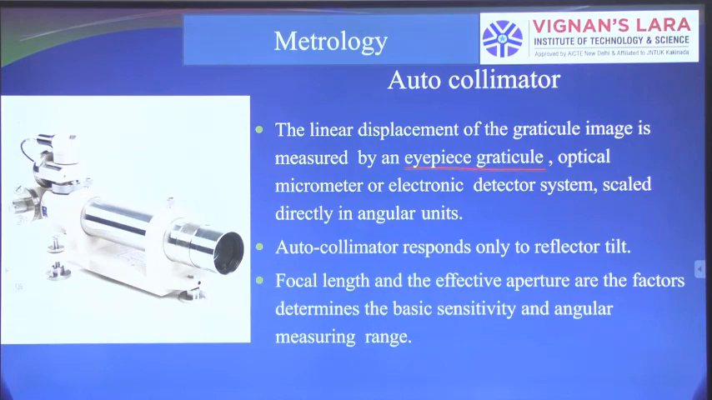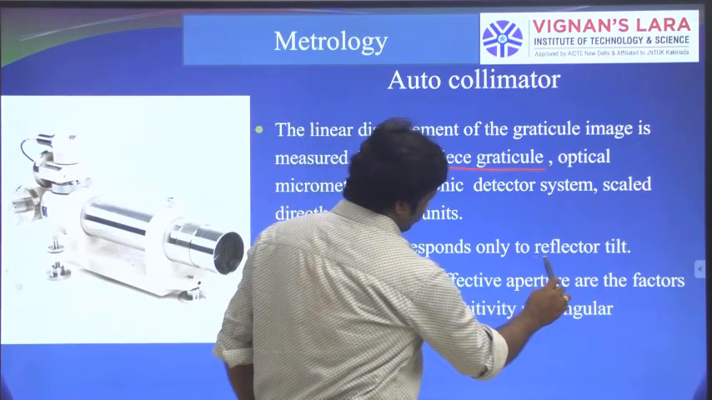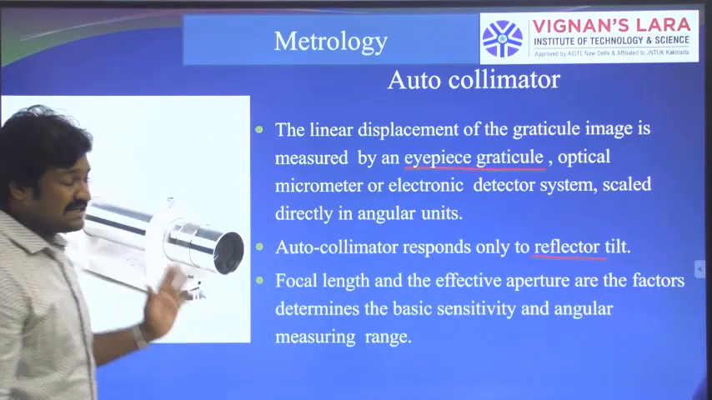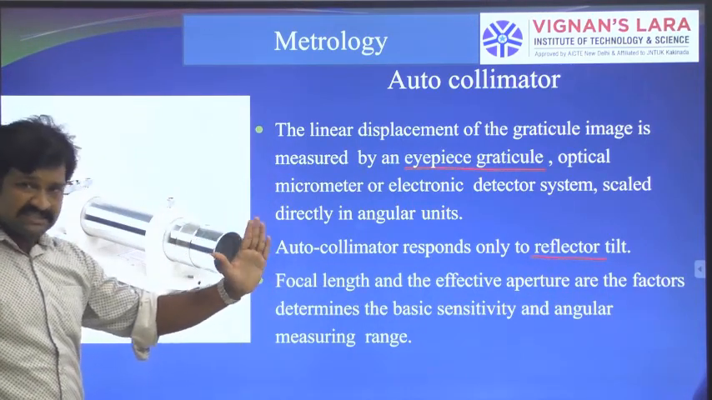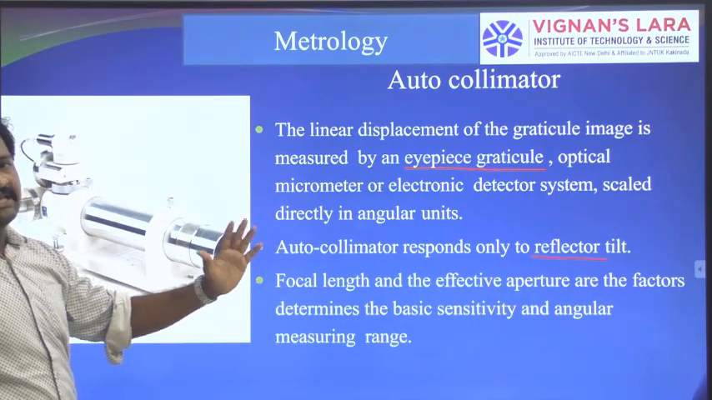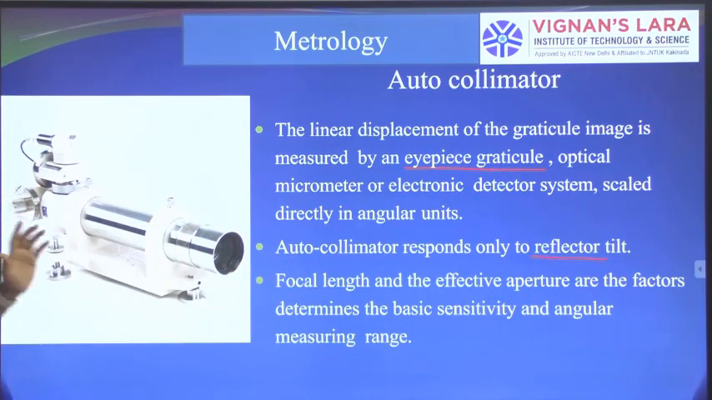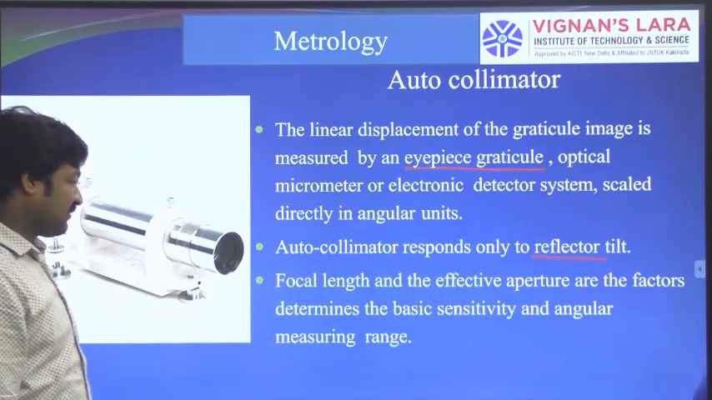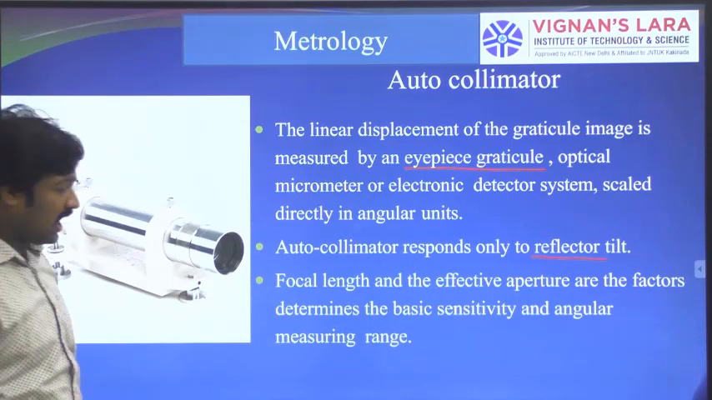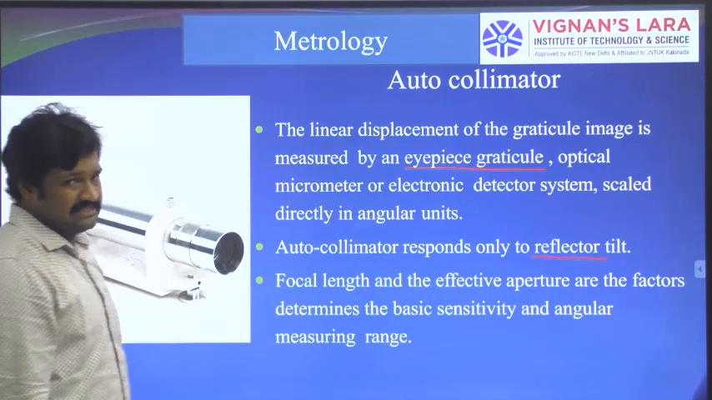So the autocollimator responds only to reflector tilt. If the reflector in front of the objective lens is tilted, if it is making an inclination, then only it responds. If it is at 0 degrees, it will not show any deflection. The focal length and the effective aperture are the factors that determine the basic sensitivity and angular measuring range.